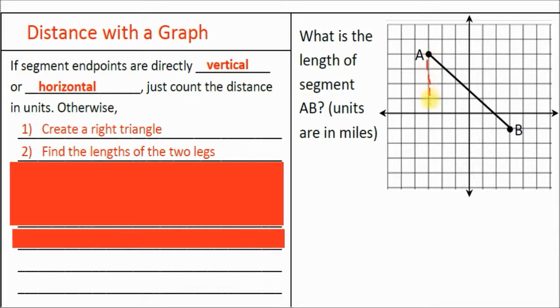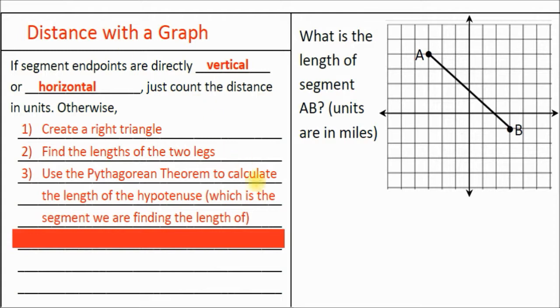I'm going to create a right triangle right here. There's one leg. There's the other leg. We're going to figure out what the length of this leg is. It's easy. All we do is count. We're going to figure out the length of this leg. It's easy. All we do is count. Let's get rid of those for a second.